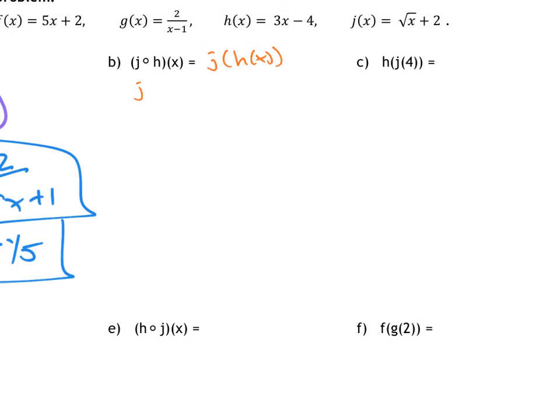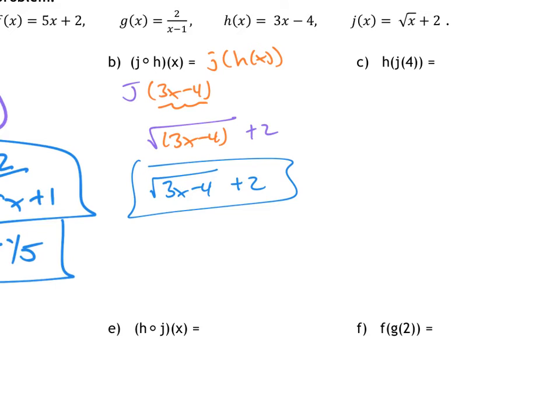So I'm going to go ahead and write h of x in, so that's 3x minus 4. And I'm going to plug this into j wherever there is an x. So square root of 3x minus 4 plus 2. So the purple is your j. I plugged in the orange, which is my h, just to kind of help you out. So if you want this, that's j of h of x. Now, nothing I can simplify here. So this is my final answer.